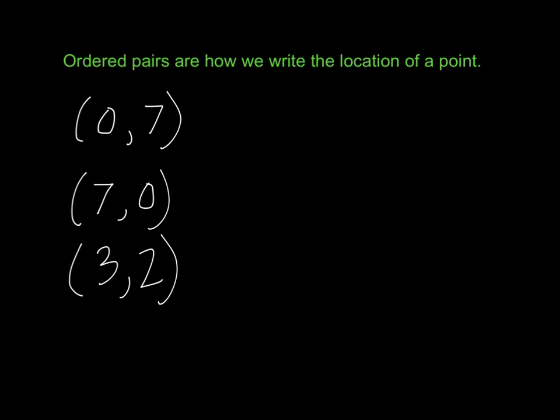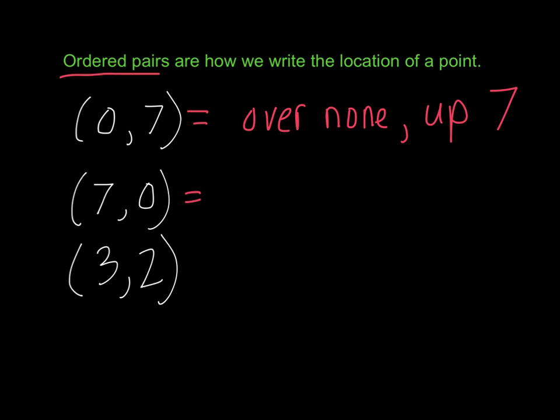Now, I used a term a little bit ago, and I wanted to make sure we understand what it is, and that is ordered pairs. An ordered pair is how we write the location of a point on our graph. Here's an example of three ordered pairs, and we're first going to write what they mean. The first ordered pair is (0, 7). That tells me to go over, which actually we don't go over at all. We write over none, as in we're not moving off of that origin, (0, 0), where those two lines intersect, and we are going up 7.